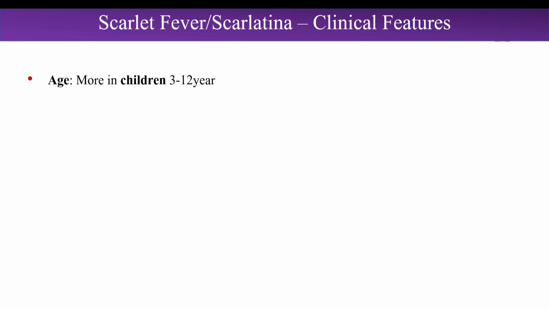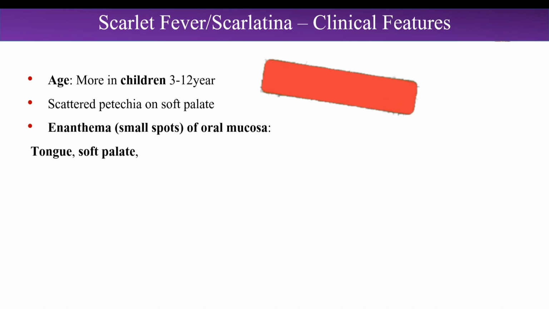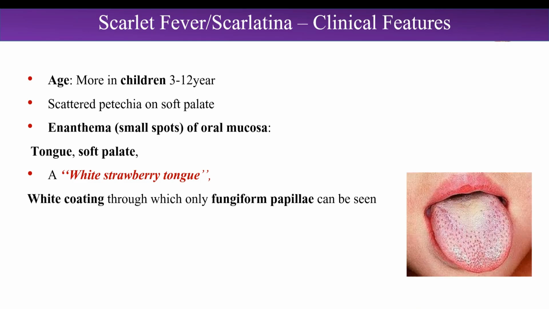Usually it affects children between the age group of 3 to 12 years, and there are scattered petechiae. What is the meaning of petechiae? These are pinpoint bleeding spots, correct? On the soft palate are seen. Enanthema of the oral mucosa usually affects the tongue and the soft palate, and that could result in what is called a white strawberry tongue, as you can see in this image.